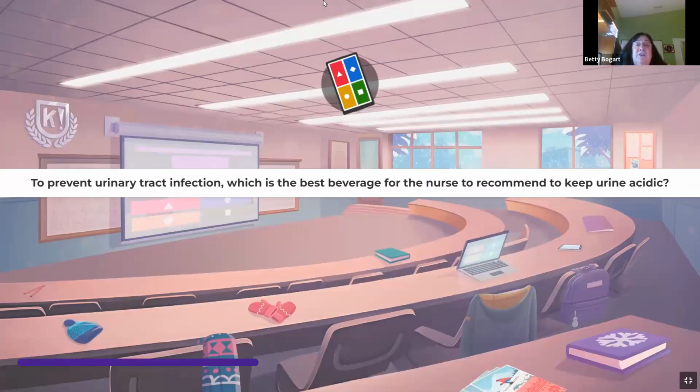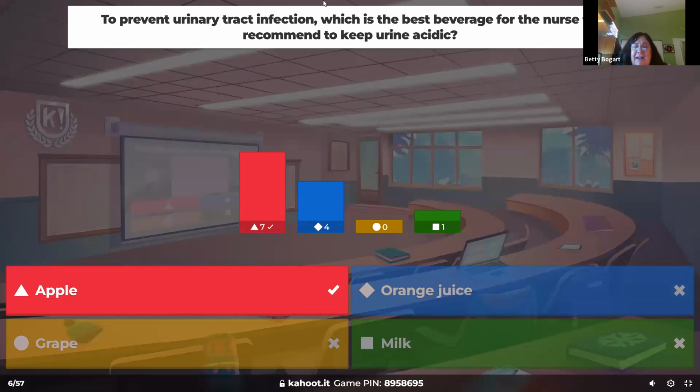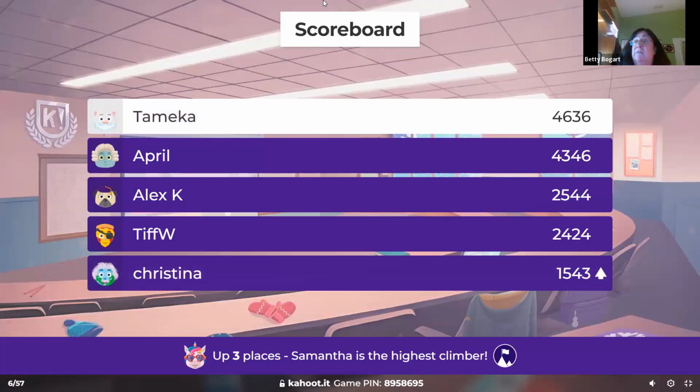To prevent urinary tract infections, which is the best beverage for the nurse to recommend to keep the urine acidic? Because remember, infections like alkaline. So we want to keep urine acid. Now you wanted to say cranberry, didn't you? Well, cranberry juice isn't there. Apple is the other one. I'm actually really lucky. Christian, my grandson, could drink a gallon of apple juice a day if you let him. So I guess he has acidic urine, has never had a urinary tract infection.